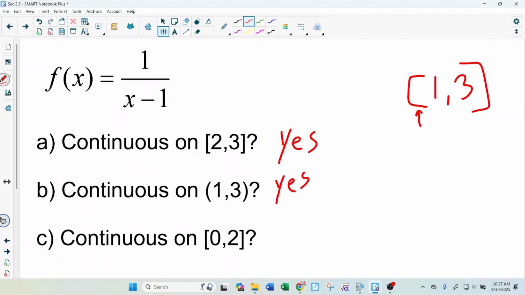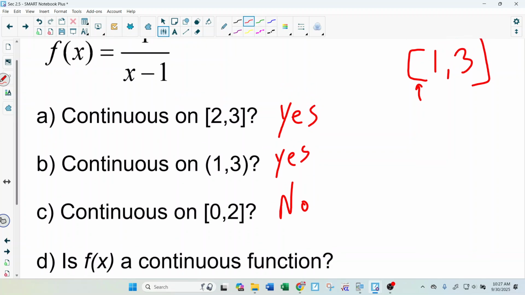What about the closed interval from 0 to 2? Does it include 1? So is it continuous? No. If it includes 1, it's no. So that's what it means to be continuous on an interval.